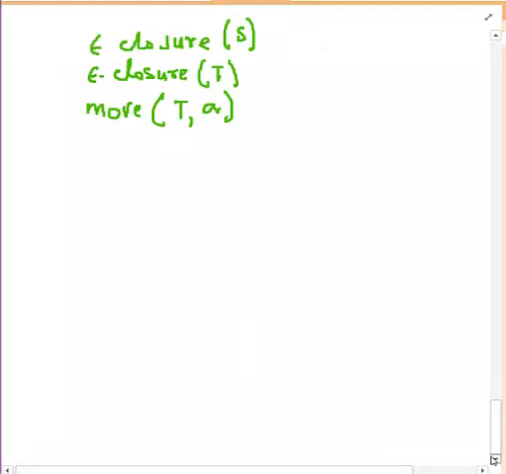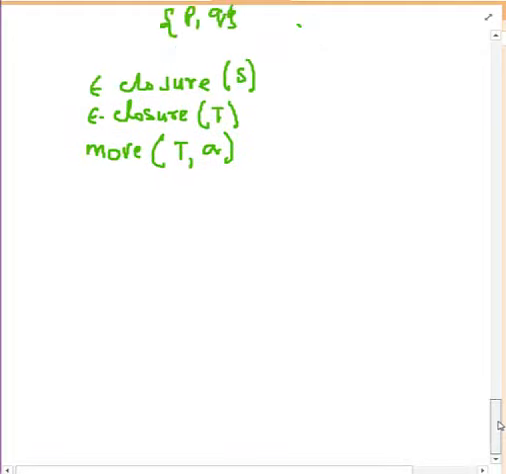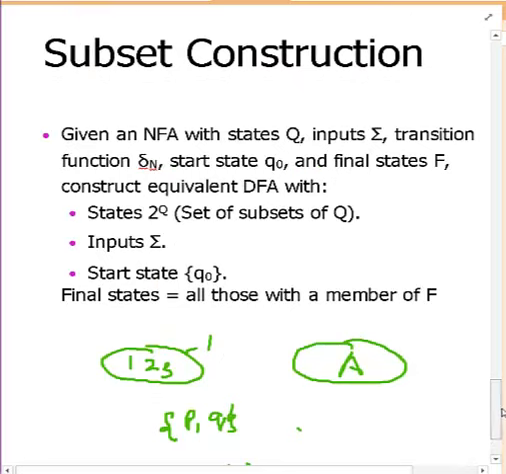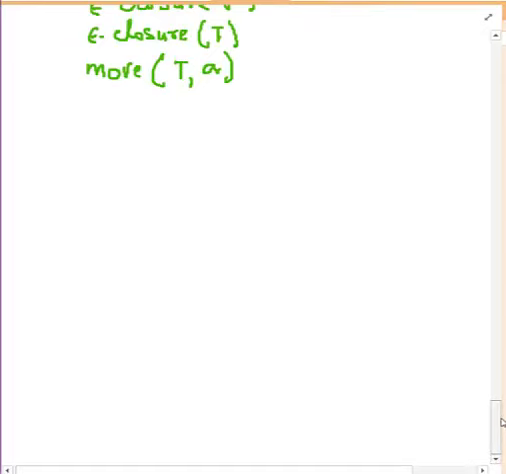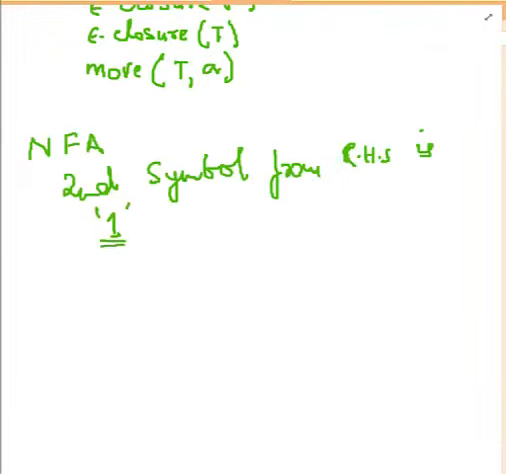Okay, let's take a simple example first where we don't have epsilon moves. Then we will see the more complex example of epsilon moves, and we see that the initial state is the same as the initial state of the NFA, and wherever we have a final state in the NFA, that will become the final state in the DFA. We'll see that also in an example.